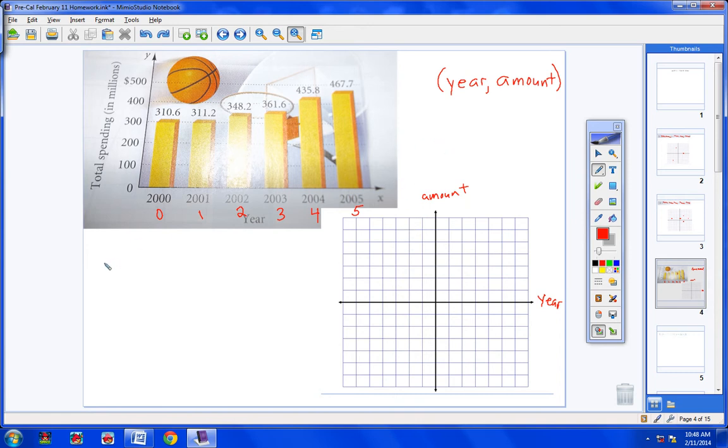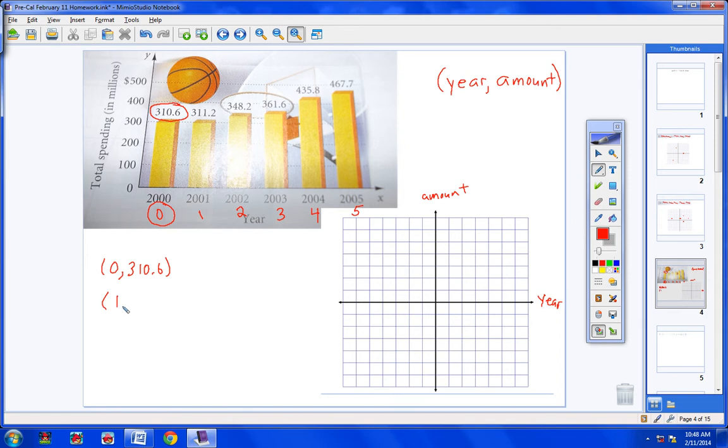Okay, so your first ordered pair is going to be (0, 310.6). Do you see that? In the year 2000, and I believe this is how much total advertisement was spent for the NCAA basketball tournament, there was $310.6 million spent. So that's your first ordered pair.